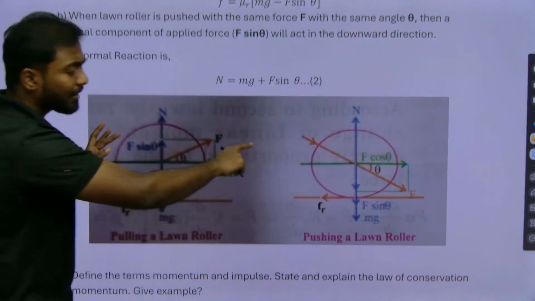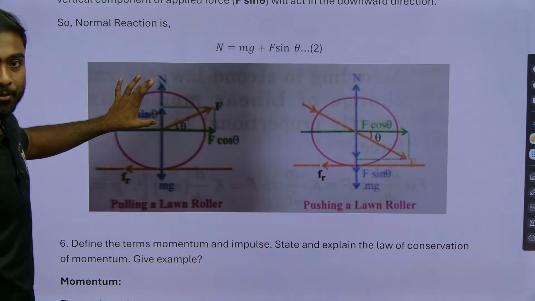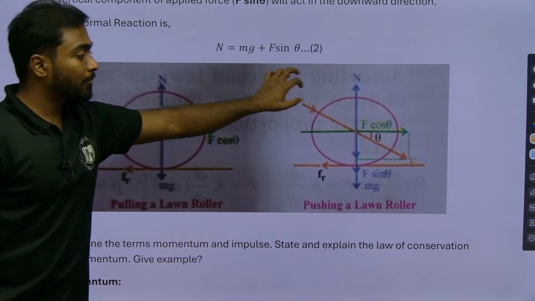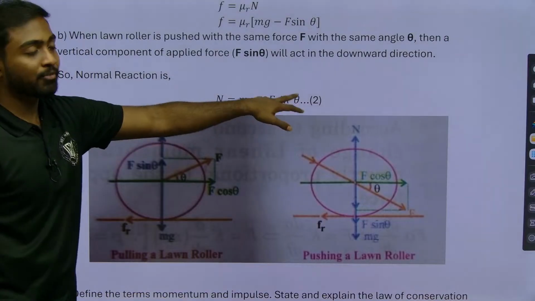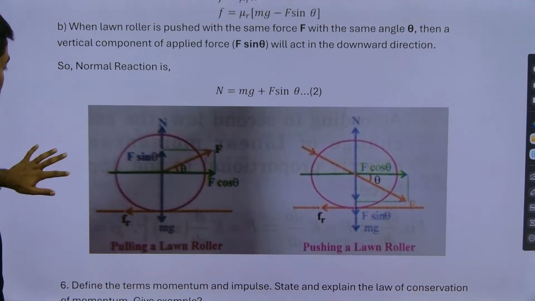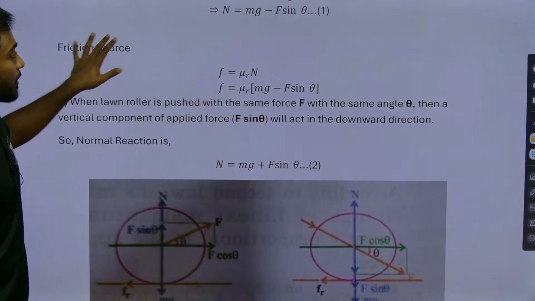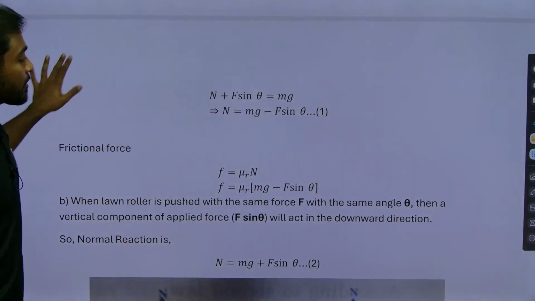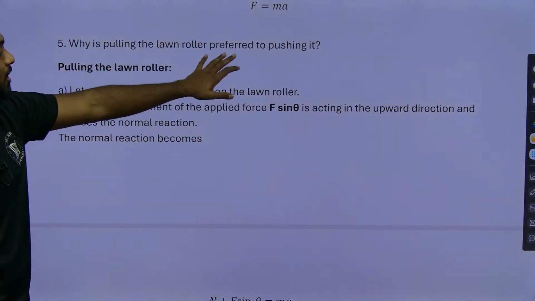And cos theta will be in the same direction, no change in the cos theta, only the sin theta value will change when we are pulling or pushing it. So here the normal reaction will be mg plus F sin theta. If you see here, the normal reaction is more when pushing and less when pulling.